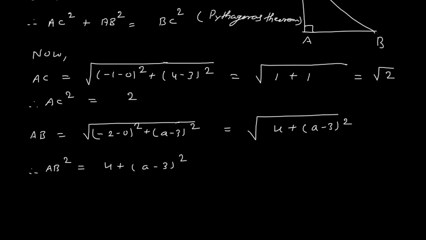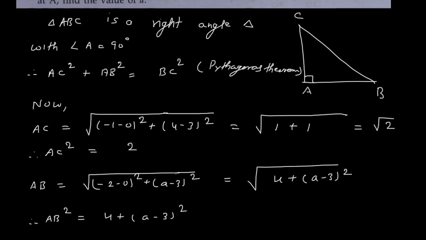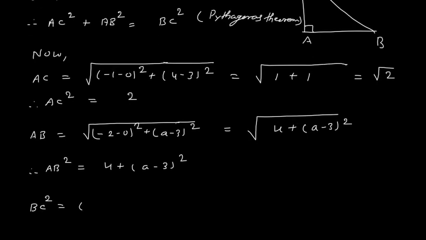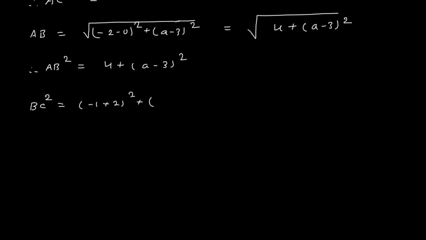Okay, and BC square. If I write directly the BC square, then I need not use the square root. So this BC square is, BC is minus 1 plus 2 the whole square plus 4 minus a the whole square. So this will become minus 1 plus 2 is 1, the square of 1 is 1, 1 plus 4 minus a the whole square.